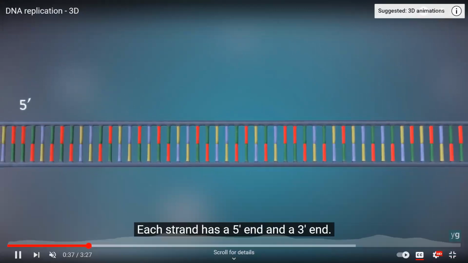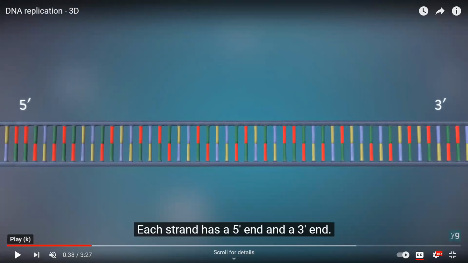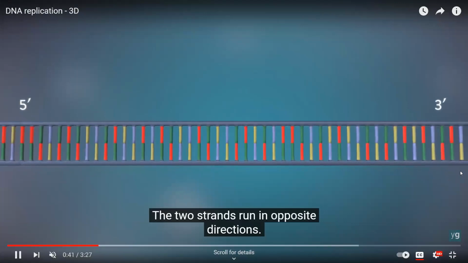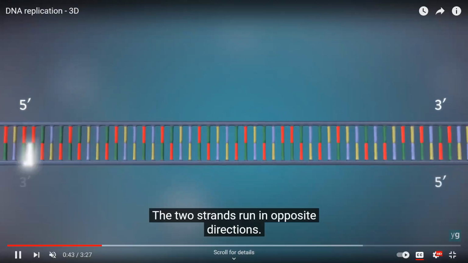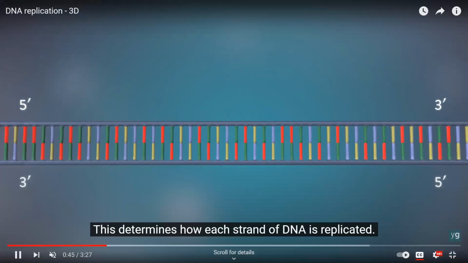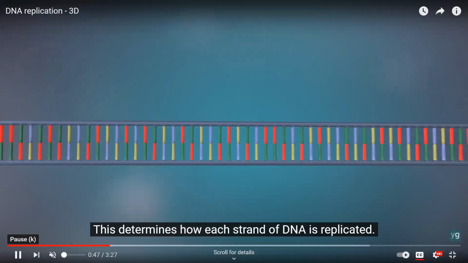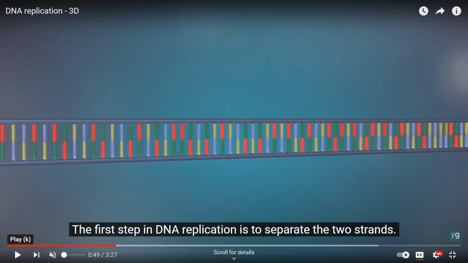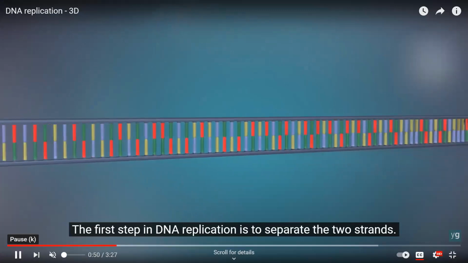Okay, and each strand has a 5' end and a 3' end. The opposite of 5' to 3' is 3' to 5'. So the two strands run in opposite directions. So this determines how each strand of DNA is replicated. And you can see the first step in DNA replication is separation of the DNA strands.